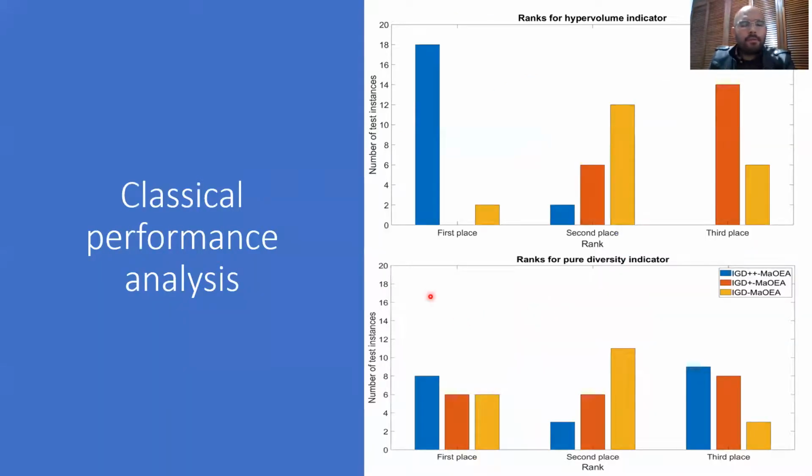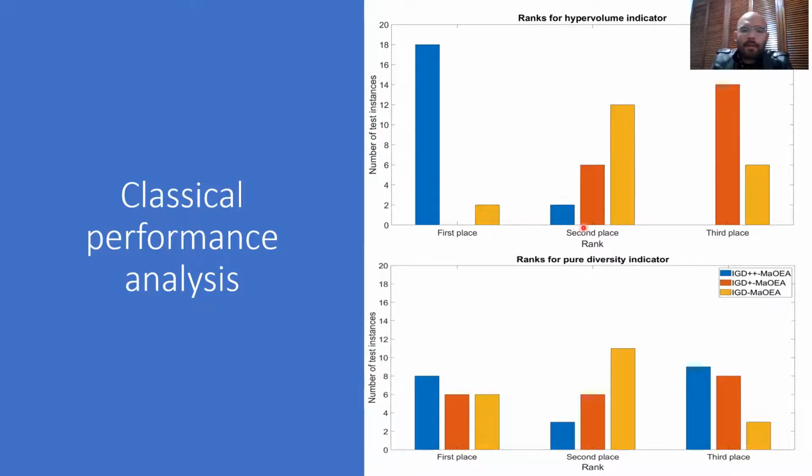And well, okay, let's go for the results. For the results, we have the classical performance analysis, where we compare the final approximation sets. We have the summary of our results using the hypervolume indicator and also the pure diversity.